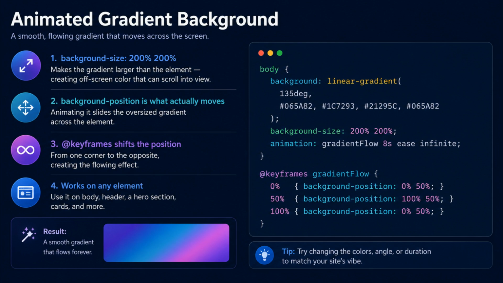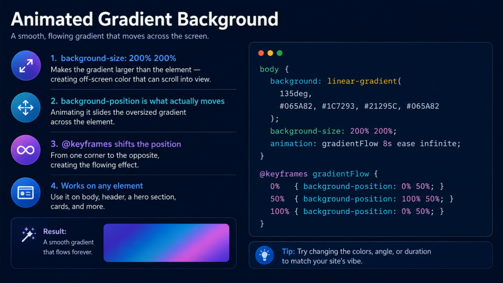Explain the trick clearly. Make the gradient larger than the element it's applied to using background-size, 200% or 300% width and height. Then animate background-position to slide that oversized gradient across the element's visible area. Since the gradient is bigger than the element, shifting its position reveals different portions of the color range. This works on any element.